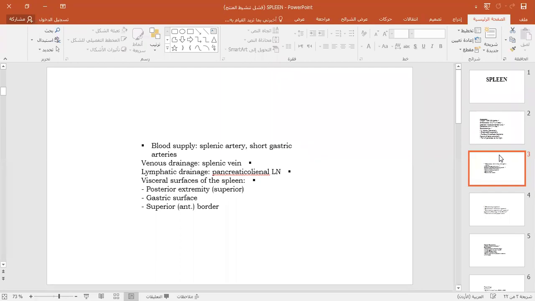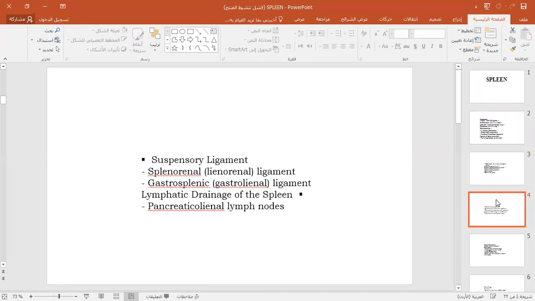Okay, and the visceral surface of the spleen is related posteriorly, located in the posterior extremity to the gastric surface, superior and anterior border. There is a suspensory ligament to the spleen called splenorenal ligament, gastrosplenic or gastrorenal ligament. And as we said, lymphatic drainage of the spleen is to the pancreatico-splenic lymph node.